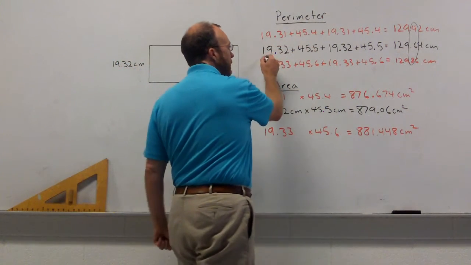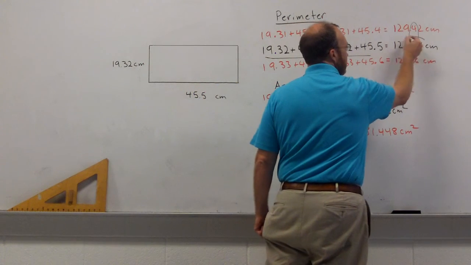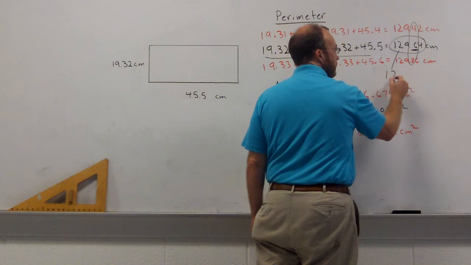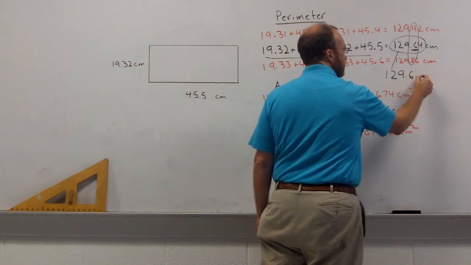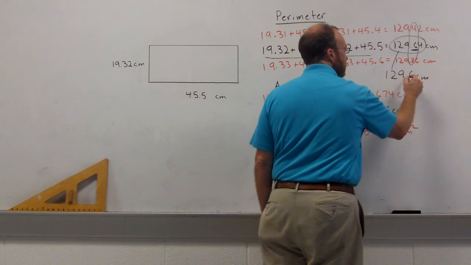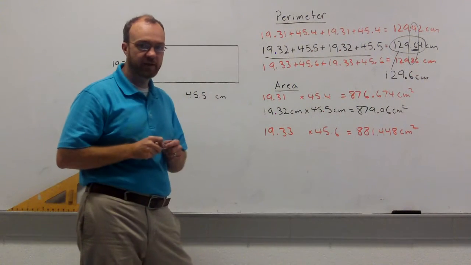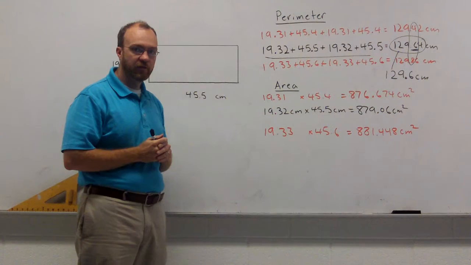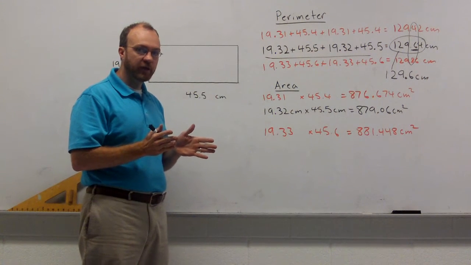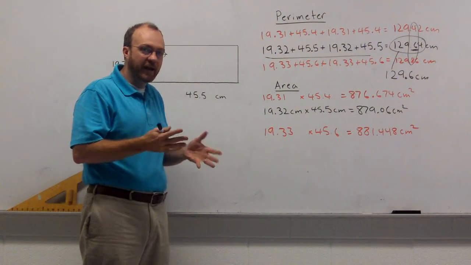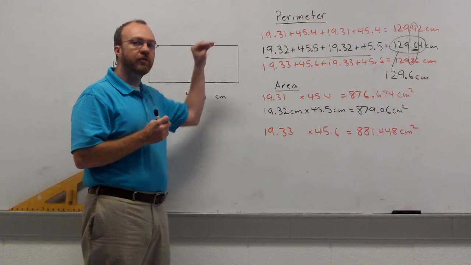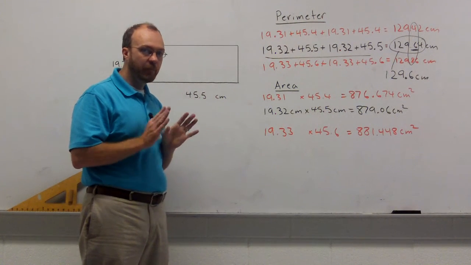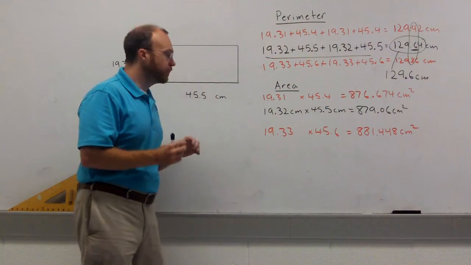So when we add up our measurements to get our perimeter, we should really round this off to be 129.6 centimeters. Now we can see that by doing three different calculations. But we don't want to have to do three different calculations every time we want to figure out an answer. So we need a rule to tell us where to round before we do the calculation. I'm going to now give you that rule.